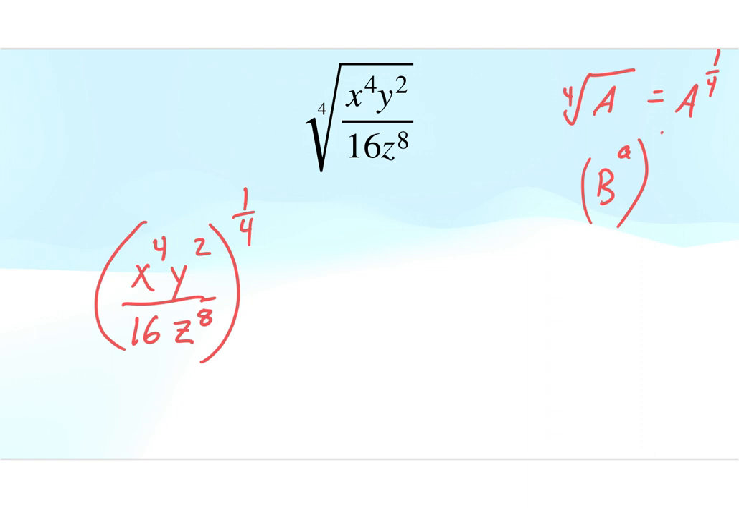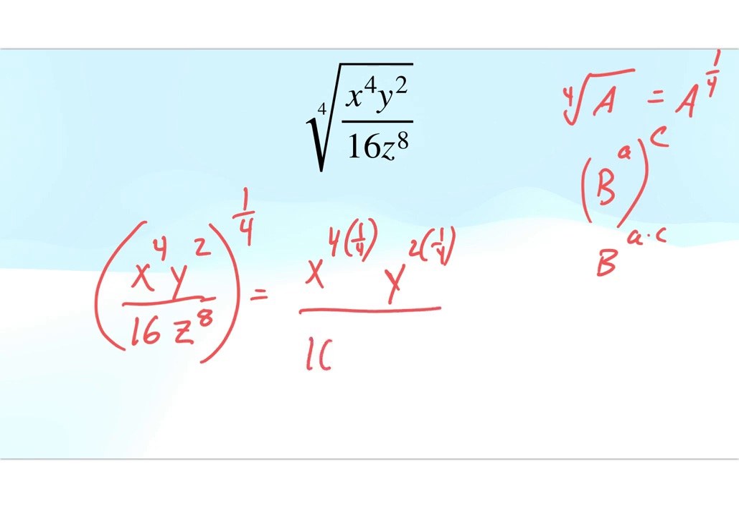And then the other thing that we're trying to recall is if I have b to 1 power, and that's raised to a higher power, powers raised to powers get multiplied. So it'd be b to the a times c. So in this case, I'll have x to the fourth times a fourth, y squared times a fourth, 16 to the 1/4. There is no exponent on the 16, but there is. We typically don't write it, but it's 16 to the 1 power. So it's 1 times a fourth. That's why it's 16 to the fourth. And then I'll have z to the 8th times 1/4.